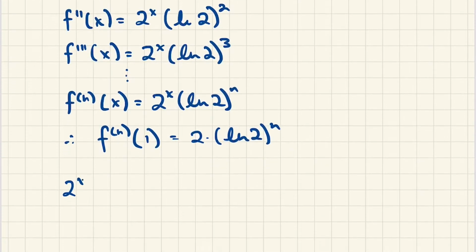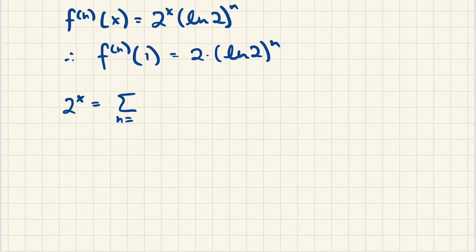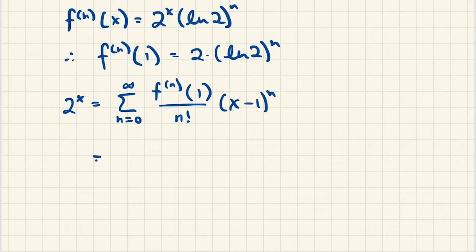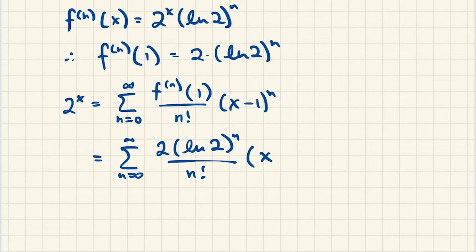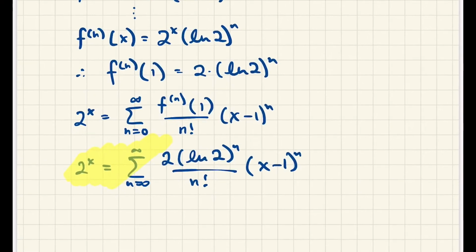And so according to the Taylor series formula, this function is equal to the following form: the nth derivative at a, which is in this case 1, over n factorial times x minus 1 to the n. And that is equal to the sum from n equals 0 to infinity of the pattern we just found, which is 2 times ln 2 to the n over n factorial times x minus 1 to the n. And we ought to take a quick glance to see if anything reduces, if there's a factorial battle to resolve. Actually, in this case, there is not. So that is our final answer.